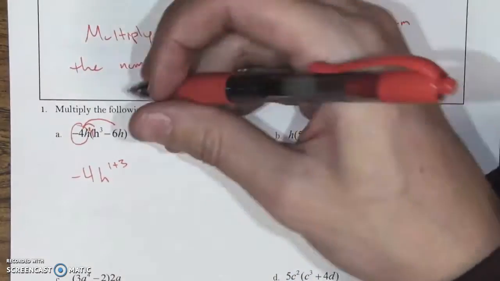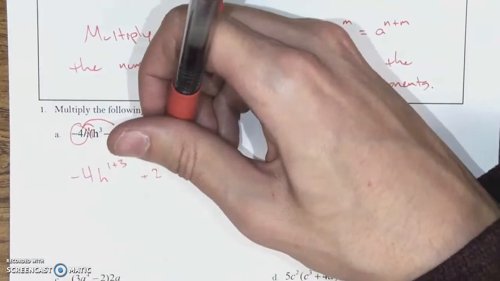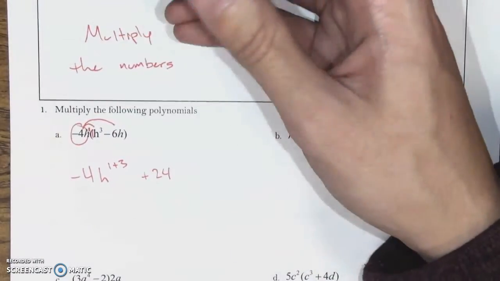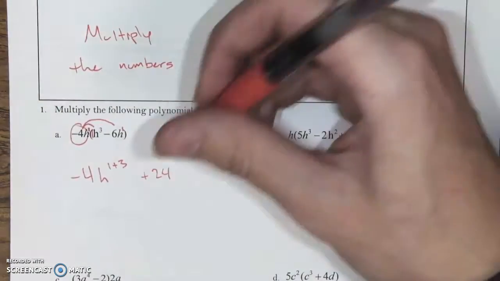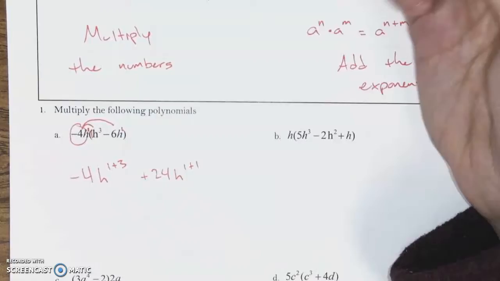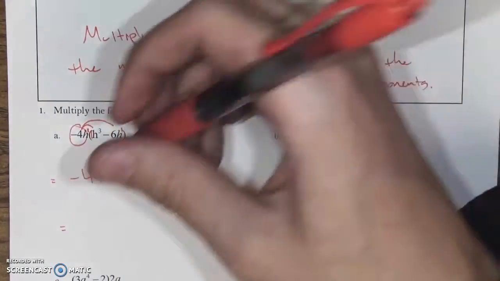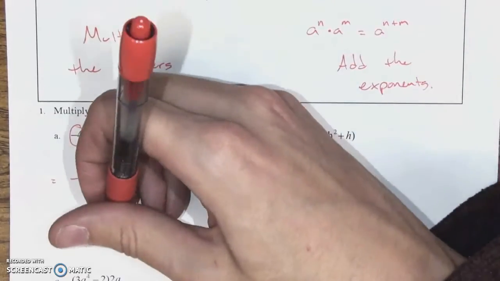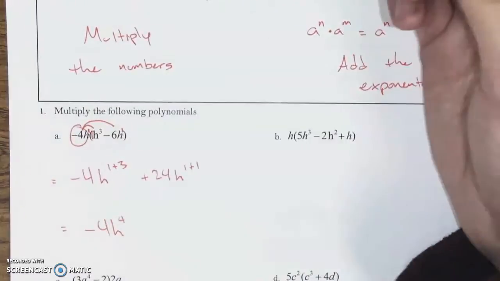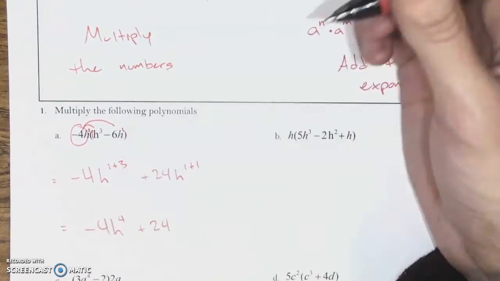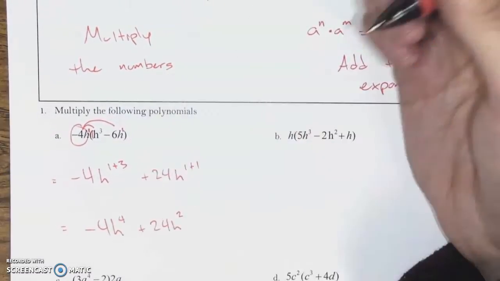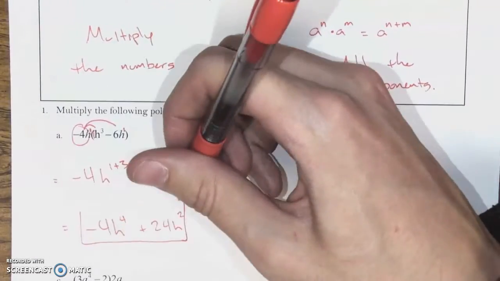Negative 4 times negative 6 is a positive 24. And h to the 1 times h to the 1 is h to the 1 plus 1. We can simplify those exponents, and we have negative 4 h to the 4th plus 24 h squared. And that is our solution.